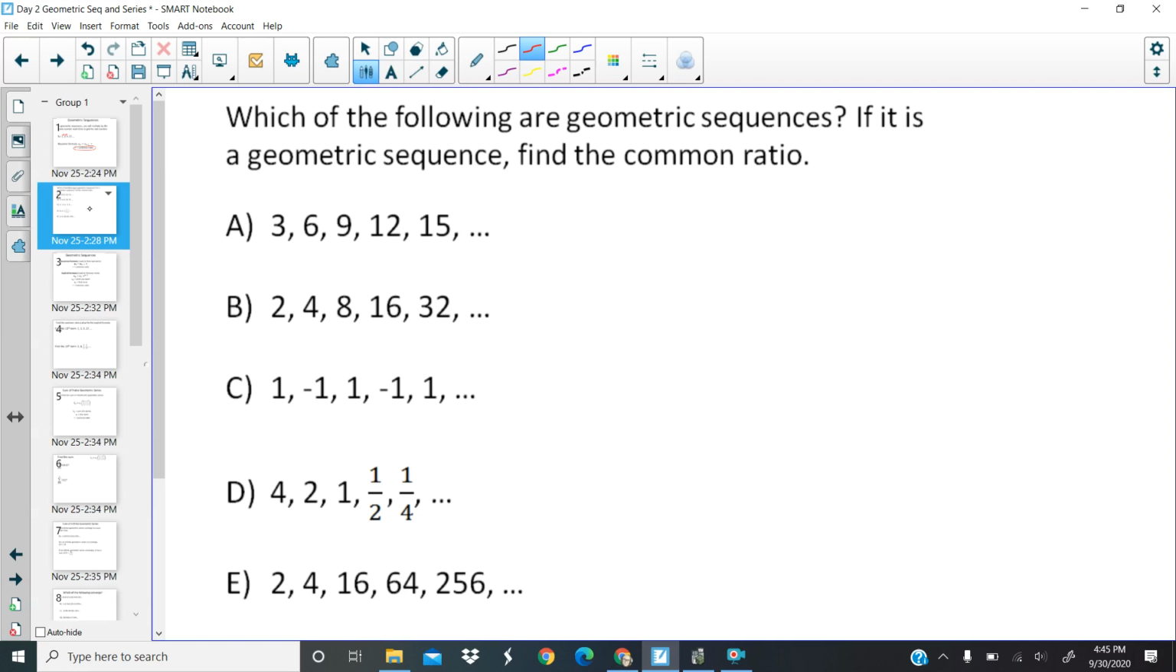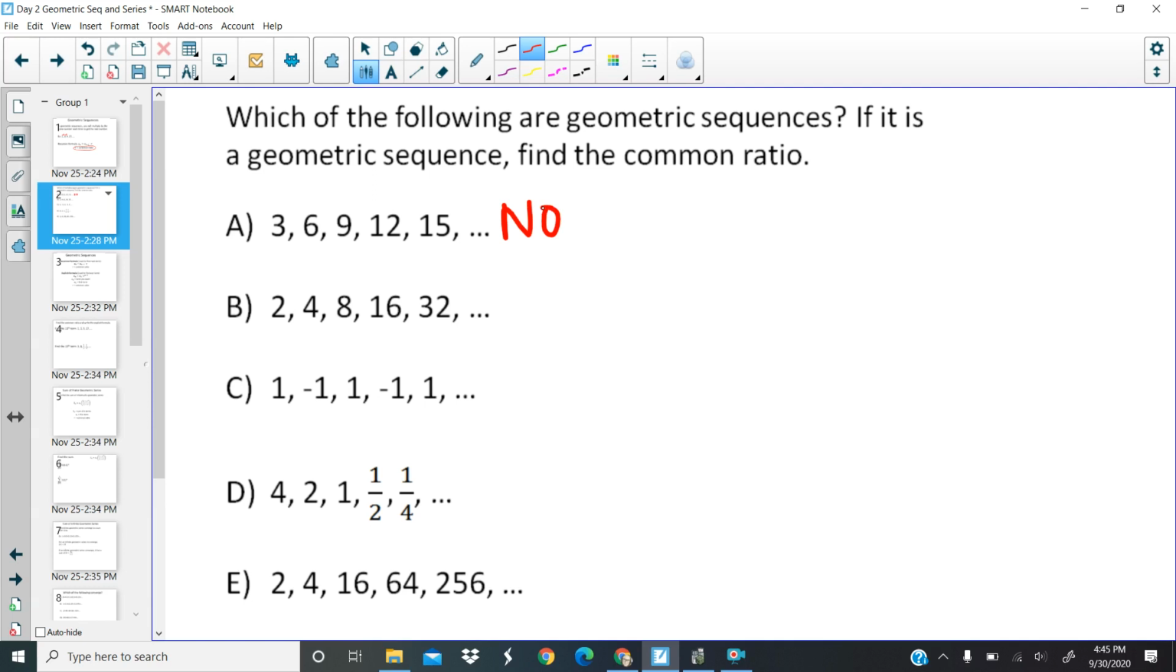So the first one, to get from 3 to 6, you're multiplying by 2. To get from 6 to 9, you are not multiplying by 2, you're just adding 3. So on that one, it looks like you're adding 3 each time, so that is an arithmetic sequence, so that is a no. It is not a geometric sequence.